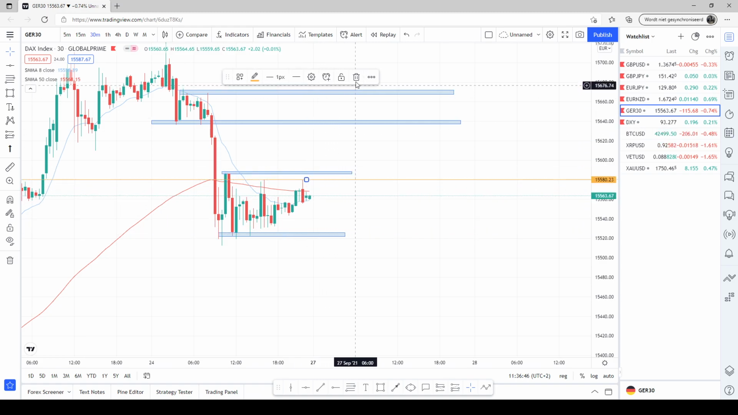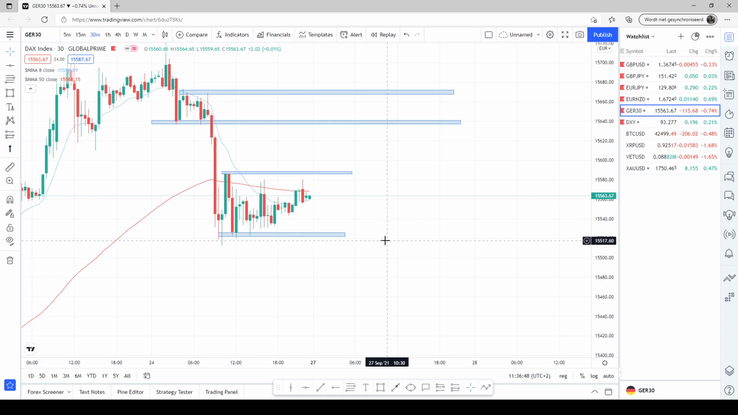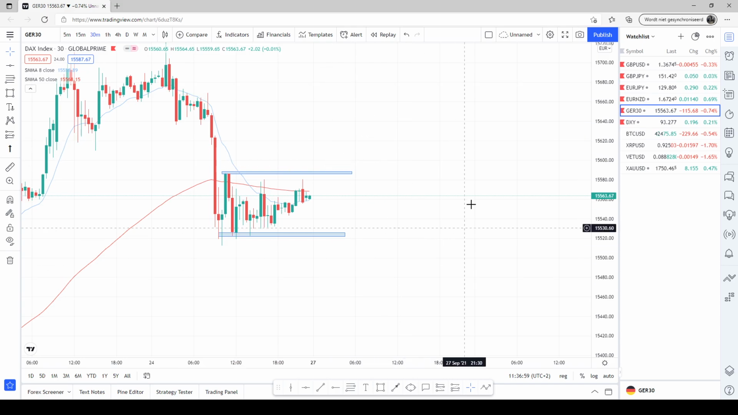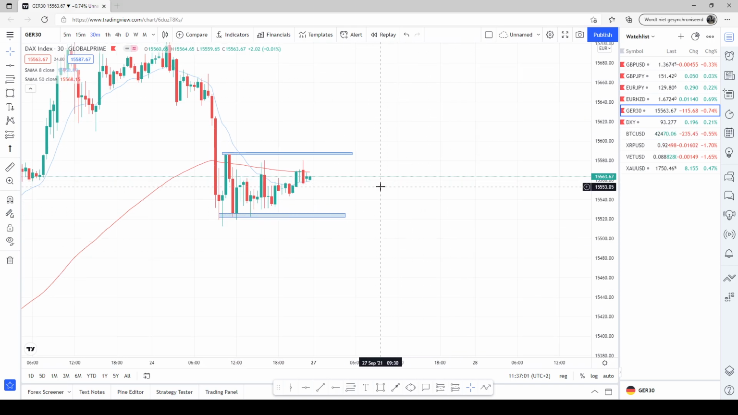But like I said, I don't anticipate. I read price. I do what price is telling me. So yeah, keep it simple again. And this is German 30, simple as all the other pairs. Small zones, look at the small zones, look at the break of structure, enter on the break of structure.